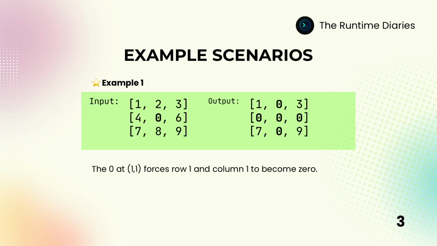Let's start with a visual example. Look at the left matrix. The only 0 is in the middle. That one 0 forces the entire row and the entire column to become 0. So the final output matrix has an entire row of zeros and an entire column of zeros. Very direct and very easy to see with your eyes.